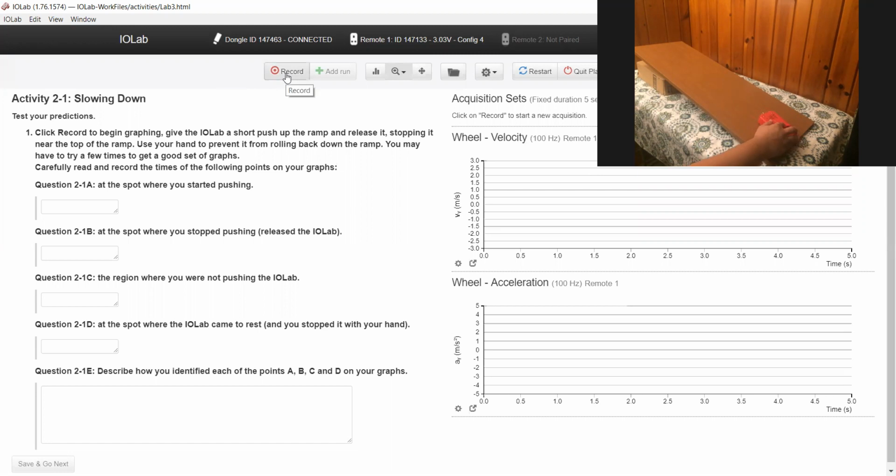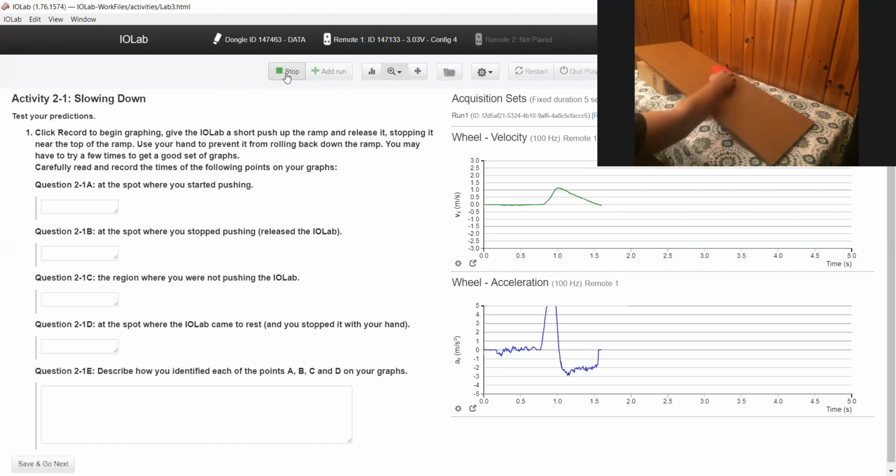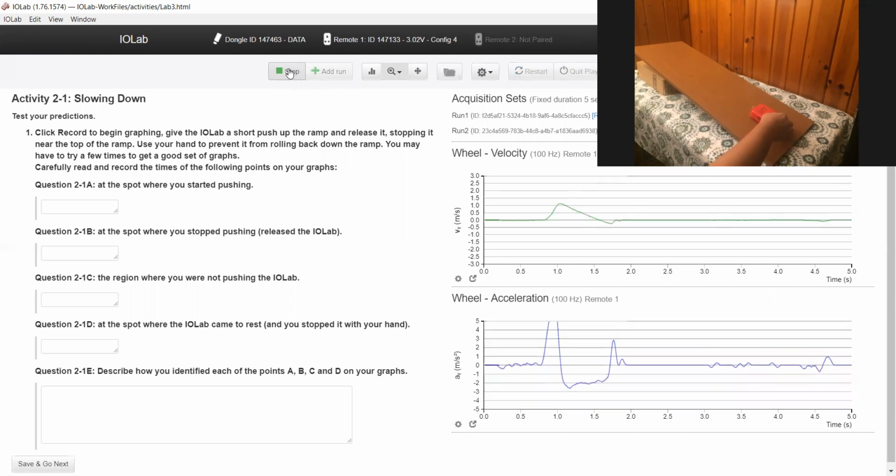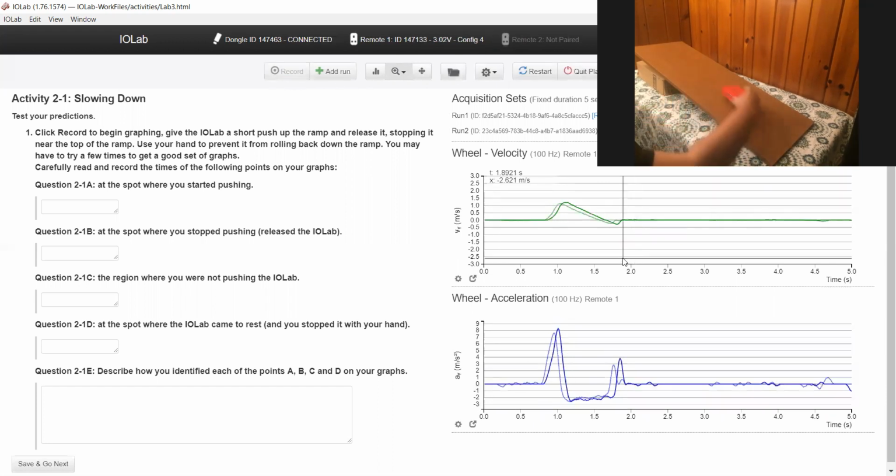So you can release it, record it, and then stop it. Or you may add a run, as we have already said. Okay, add run, and then record as fast as possible. Then I make sure to stop it. If you don't stop it, there will be some noise like that. Let me try the next one also.